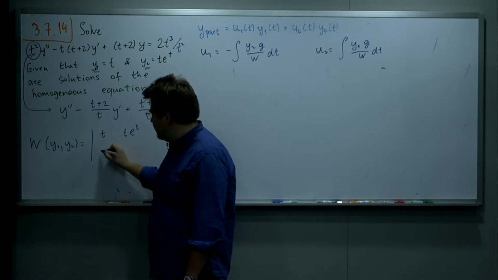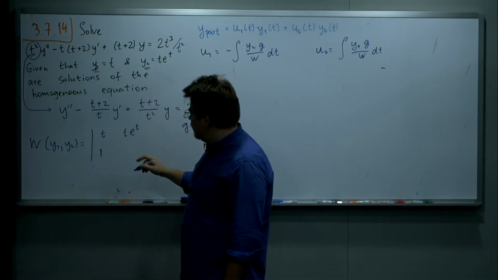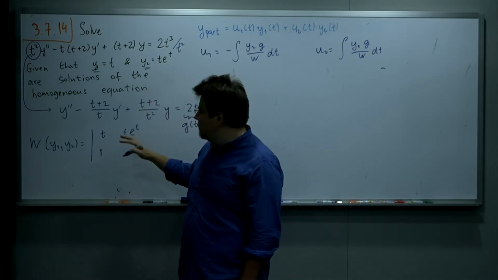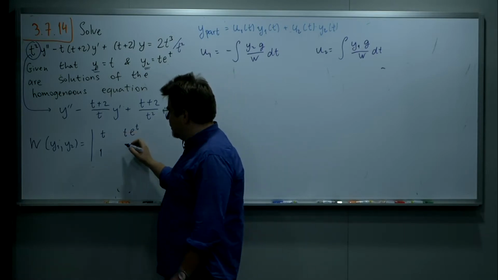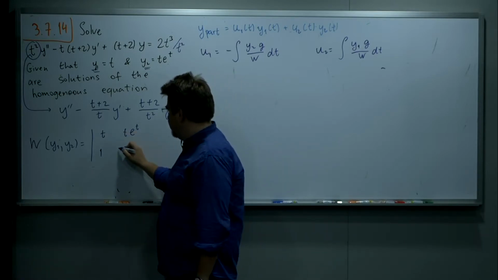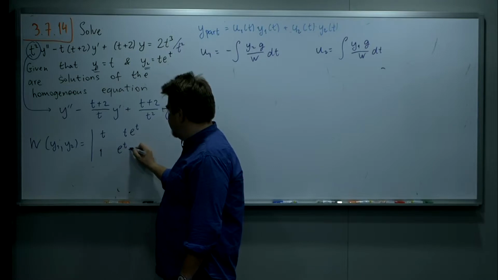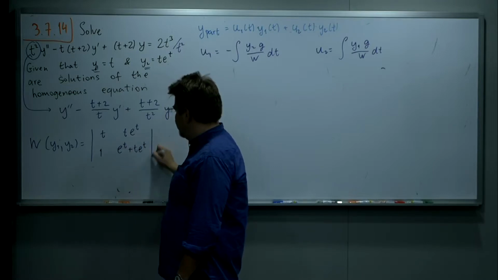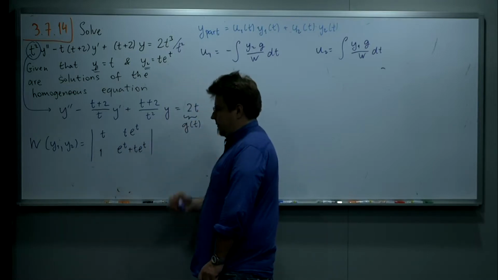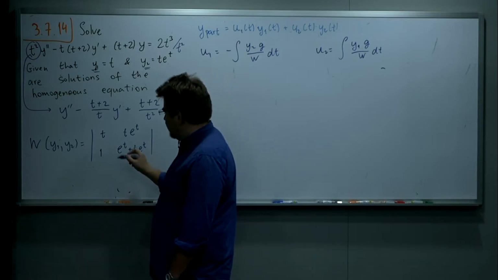So the derivative of t is 1, and the derivative of t times e to the t, we've got to differentiate according to the product rule. So this is e to the t plus t e to the t. Okay, so now we've got to do the determinant.